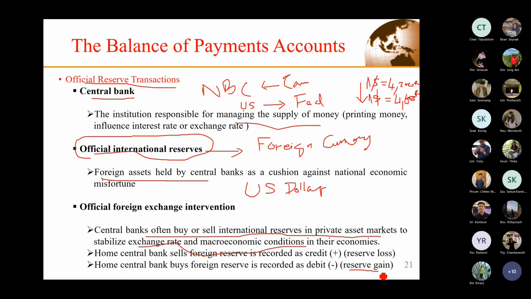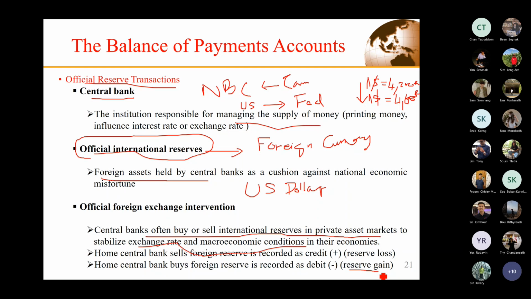On the opposite, when you sell the foreign reserve to the foreign central bank, you lose your foreign reserve, but in return you get back your Cambodian riel, because they have to convert into Cambodian riel in order to buy the US dollar from our central bank. So the transaction is recorded twice.